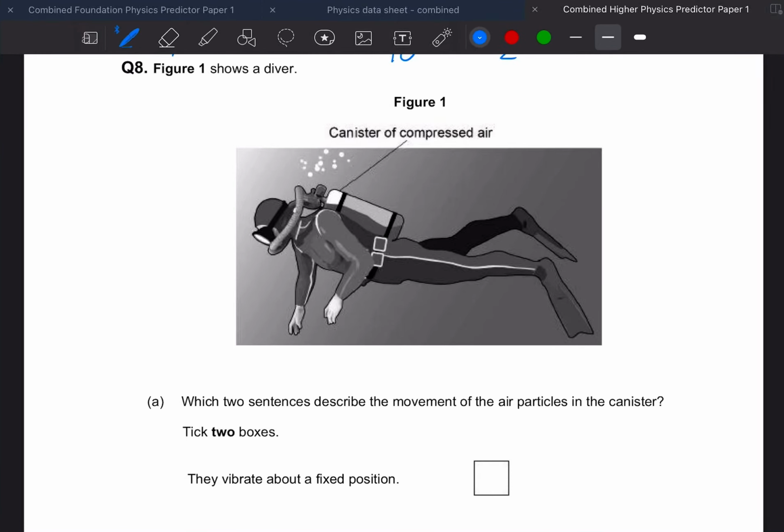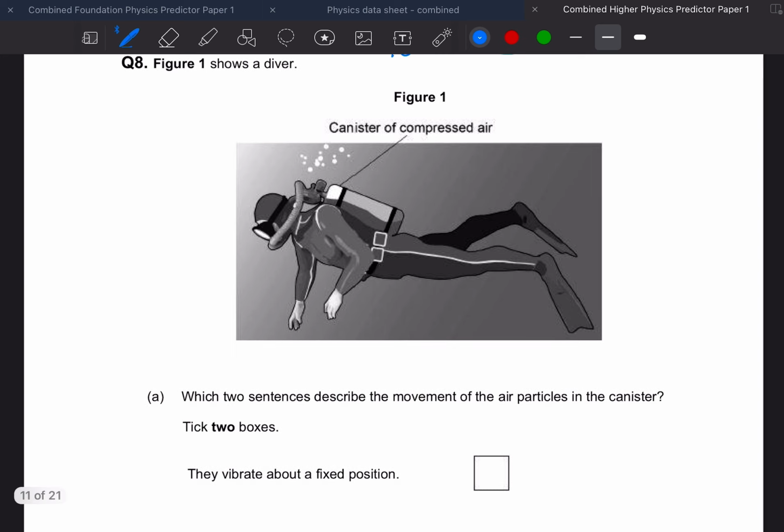Okay, this is the last question on the combined higher paper. So we've got a picture of a diver. And it says, which two sentences describe the movement of the air particles in the canister? So it's going to be air, so it's a gas. So gas. And we've got two boxes, so make sure we do two.